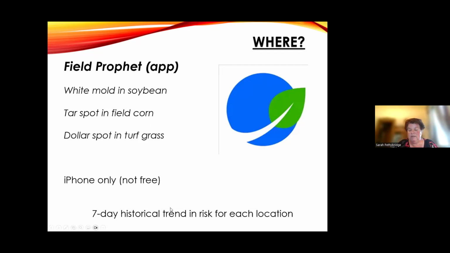But instead of just giving you the risk on one particular day, it does give you a 7-day historical trend in the risk for each location, using the same models for white mold as was in Sporecaster. So you can see if things are heading in the right direction for disease or not.